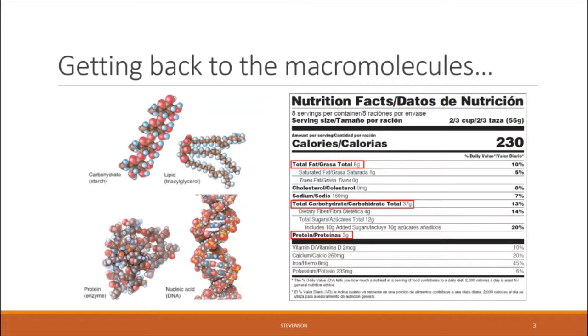These molecules are divided into four different categories. Those four categories are carbohydrates, lipids, proteins, and nucleic acids, three of which you can see on your nutrition label in the form of fats or lipids, carbohydrates, and finally proteins. All four of them are referred to as macromolecules because on the scale of molecules, they are considered to be very large.